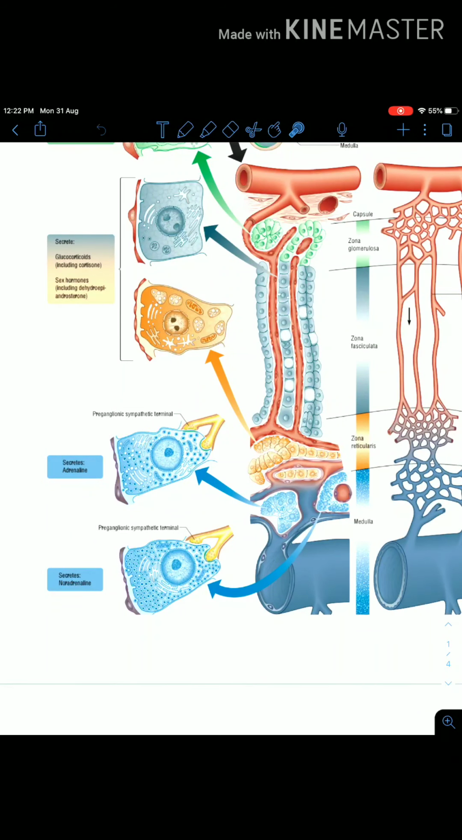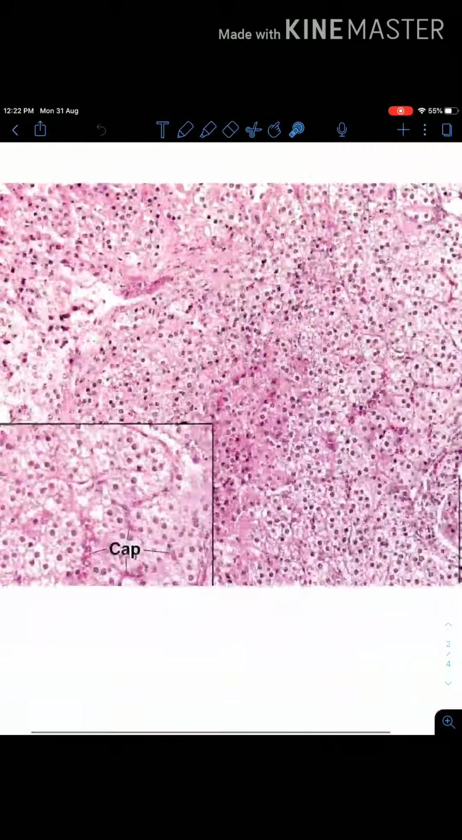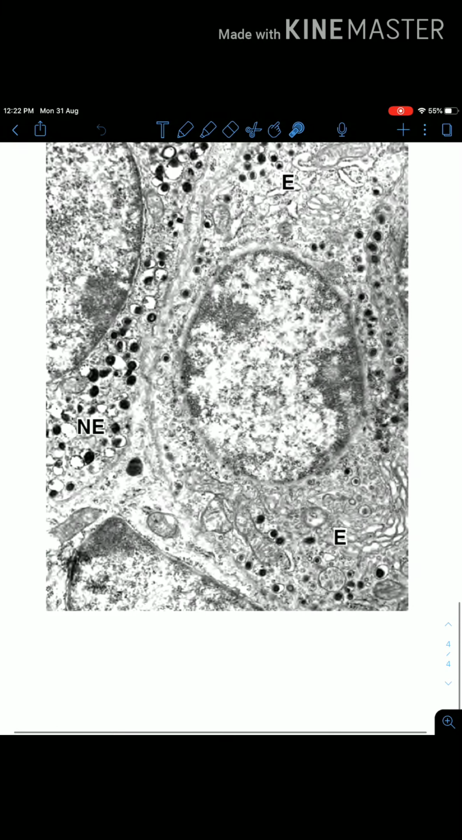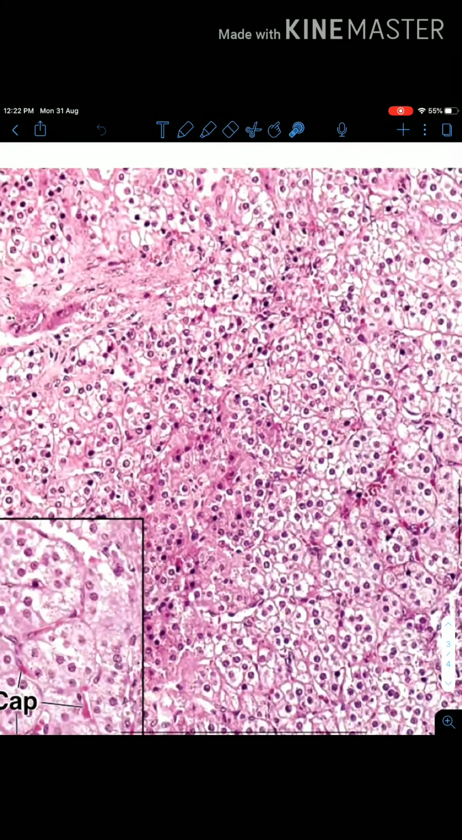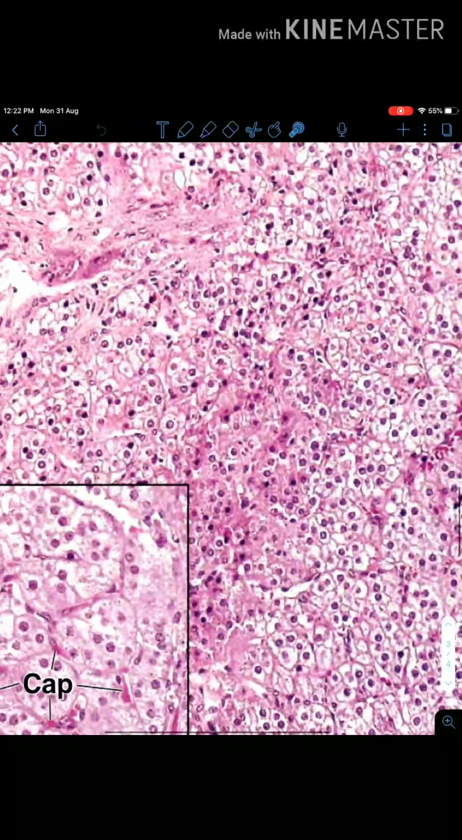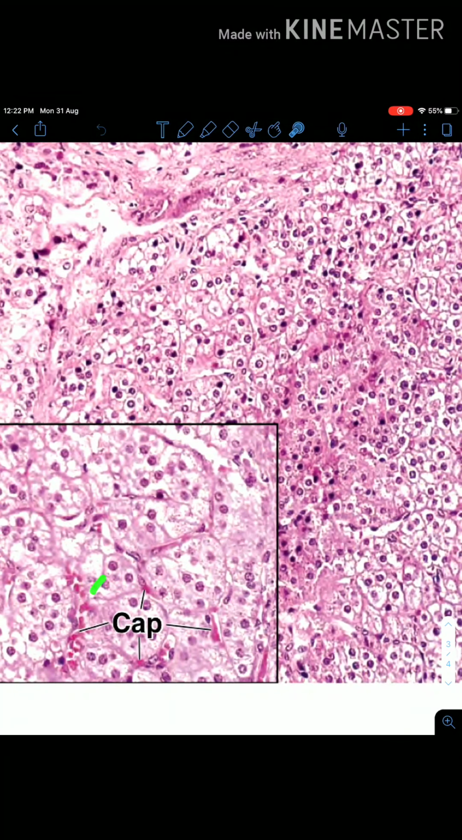The release of these chemicals prepares an individual for the fight or the flight response. The chromaffin cells are organized in ovoid clusters and in short interconnecting cords. The blood capillaries are arranged in intimate relation to the parenchyma.